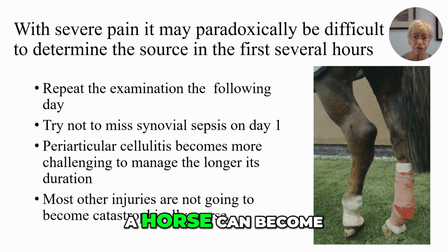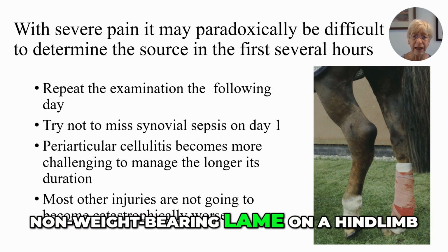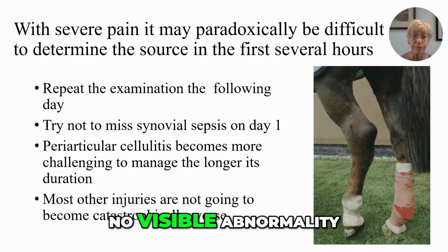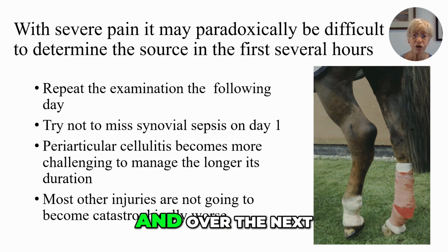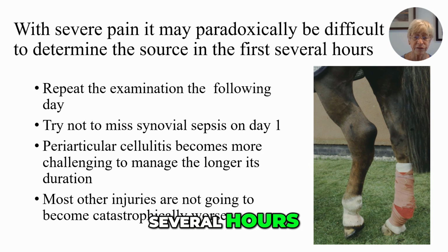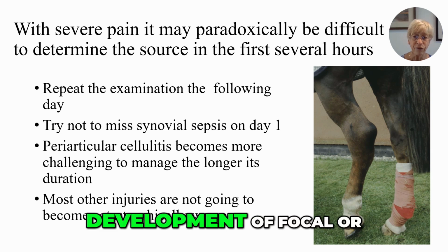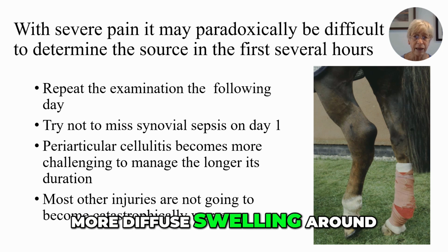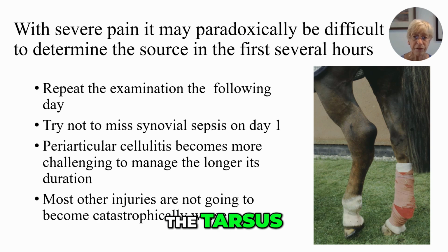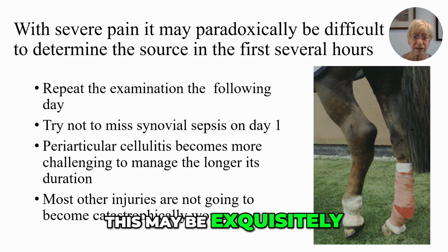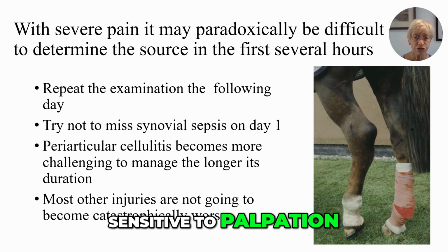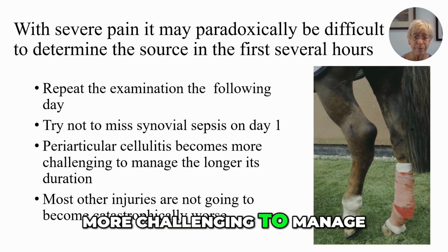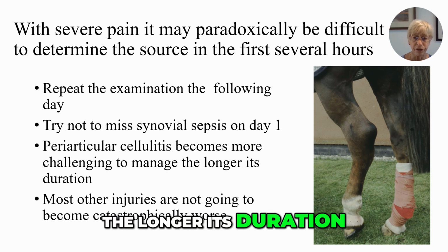So, for example, a horse can become non-weight-bearing lame on a hind limb with no palpable abnormality, no visible abnormality, and over the next several hours, you may see the development of focal or more diffuse swelling around the tarsus. This may be exquisitely sensitive to palpation. Periarticular cellulitis becomes much more challenging to manage the longer its duration.